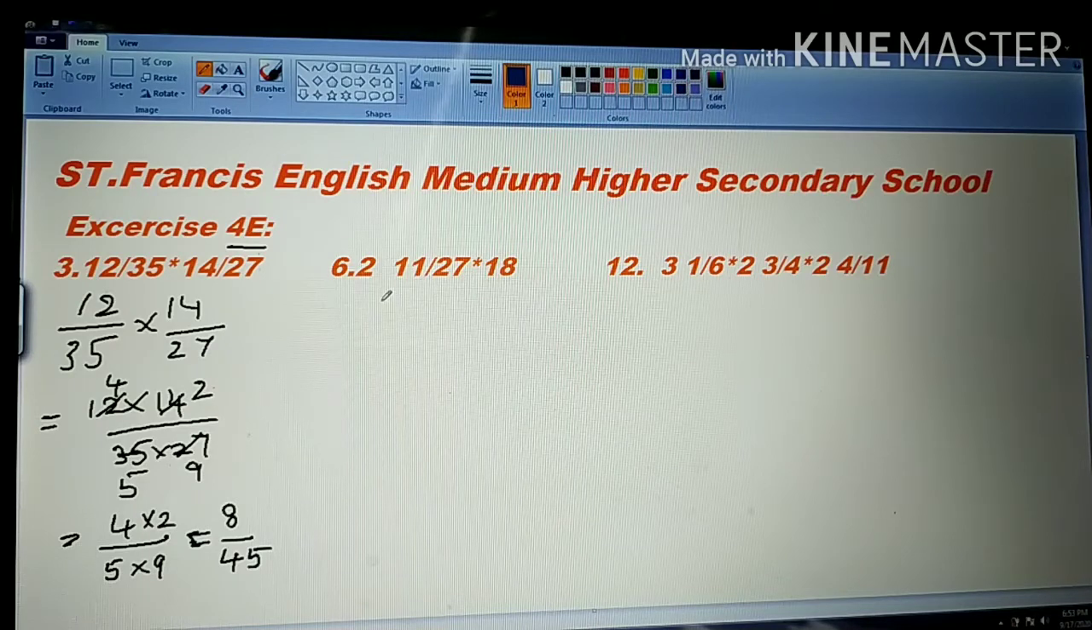See the sixth one, 11 by 27 into 18. Okay, now see this one. This is a mixed fraction they have given here, so we have to convert it into an improper fraction.